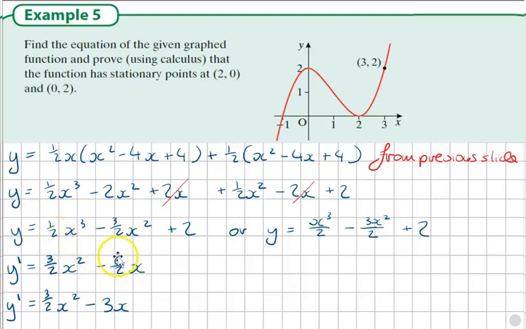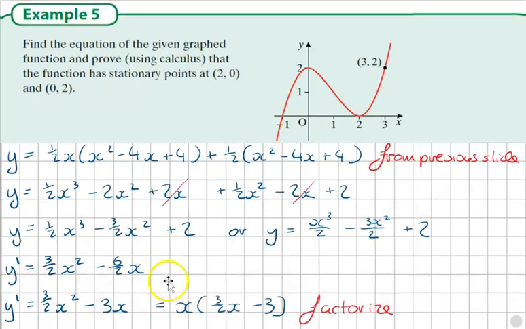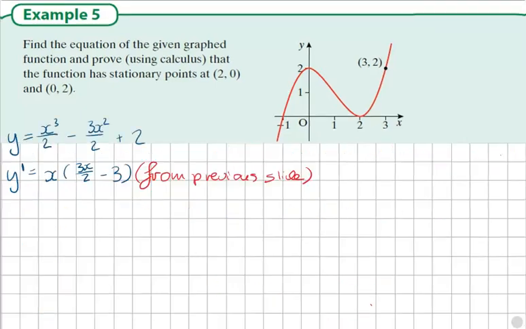So just simplifying, minus 6 over 2 is a minus 3. And factorizing, we get x times 3 over 2 x minus 3, just to put it in its simplest form. So that's the derivative of our function. So our function, we worked out to be y equals x cubed over 2 minus 3x squared over 2 plus 2. And our derivative, we worked out to be x times 3x over 2 minus 3.